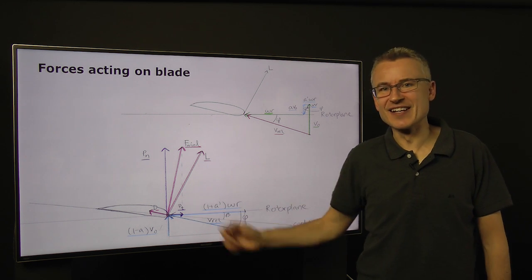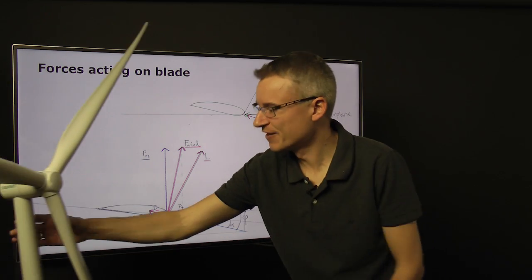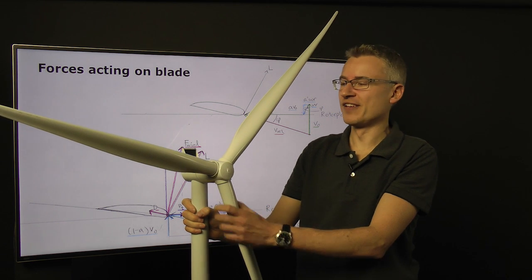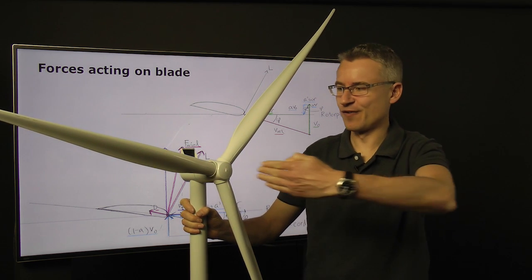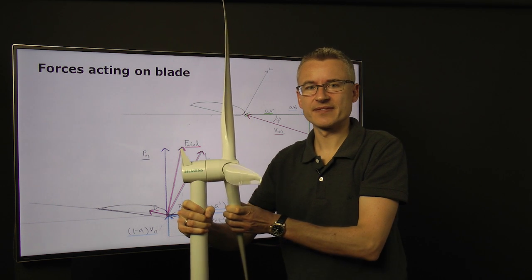Sometimes this takes a little while to get into. So let's have a look at a real turbine and see how these forces look. So here is the turbine again. We have the inflow direction here. And now we will line it up so it becomes clear.